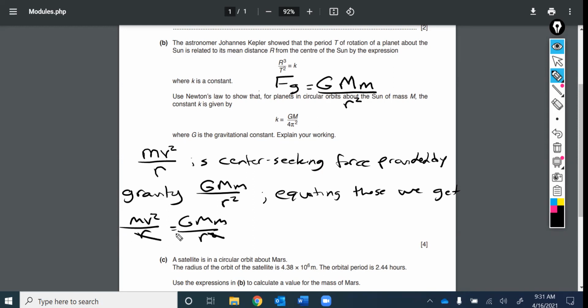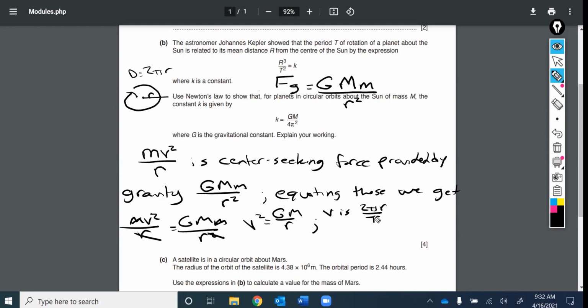Cancel one of those r's with that. Cancel this m with that. And we've got v squared equals GM over r. We know that velocity is 2 pi r over T, right? Because it's a circular motion. So a circle has a distance around it equal to 2 pi r, where r is the radius of that circle. So the distance around the circle, 2 pi r, and it goes over time T.